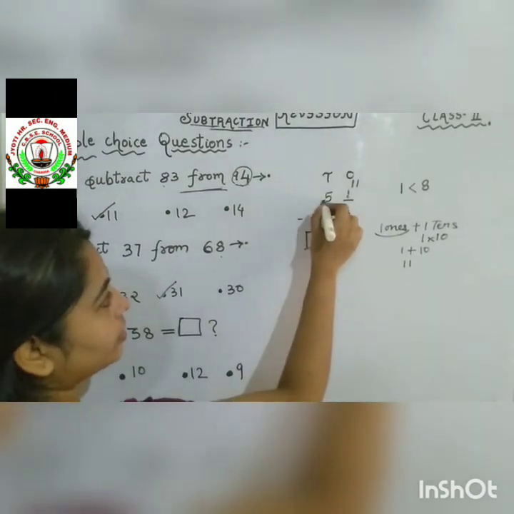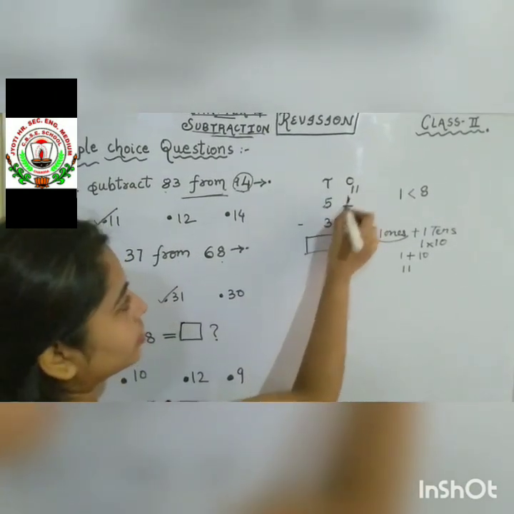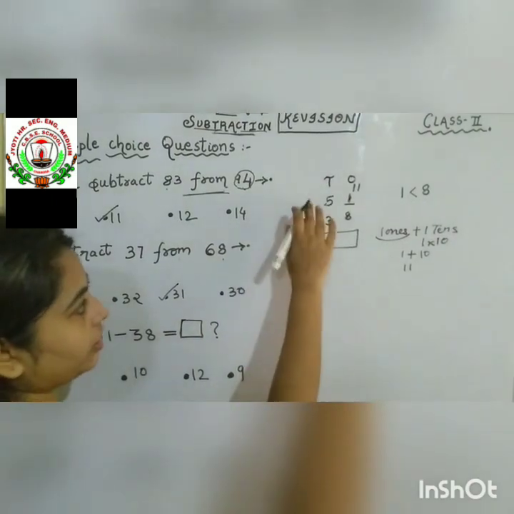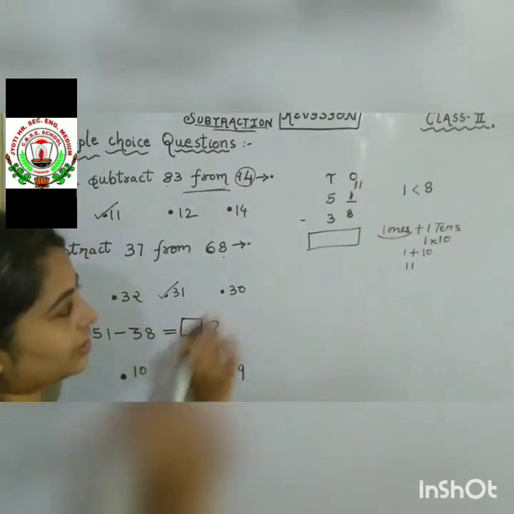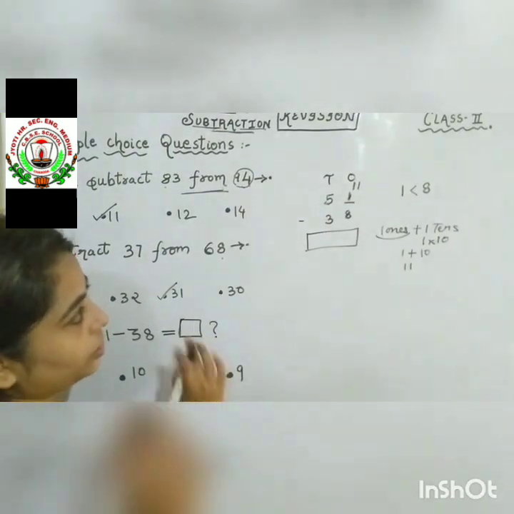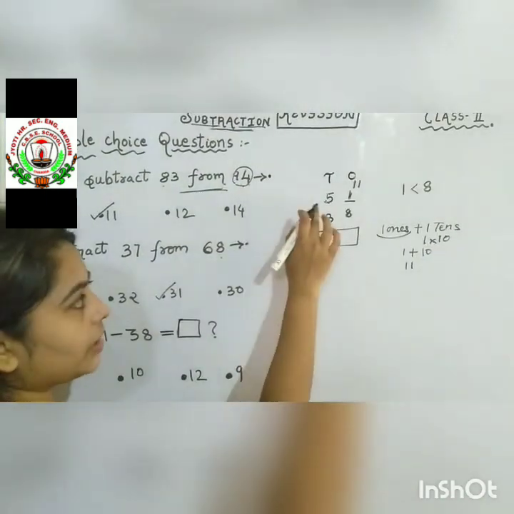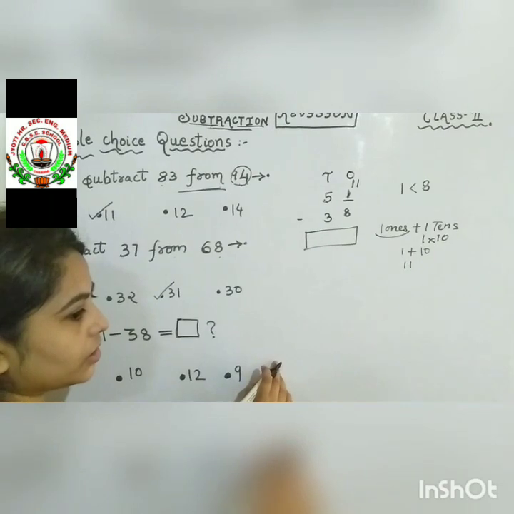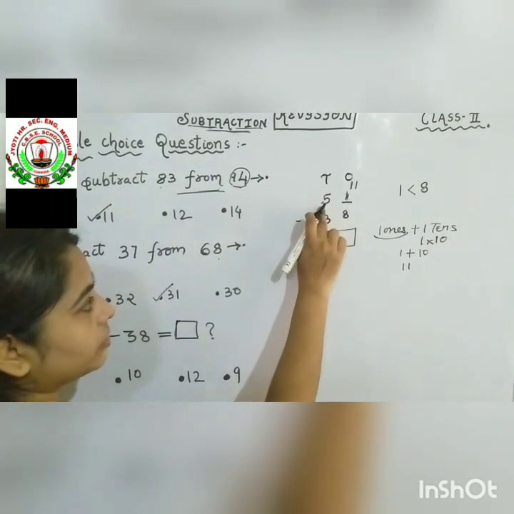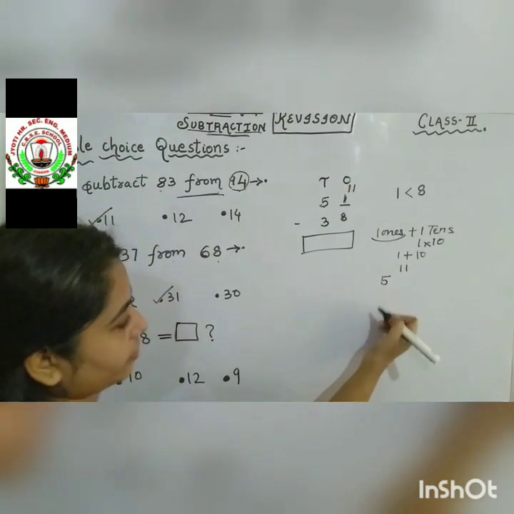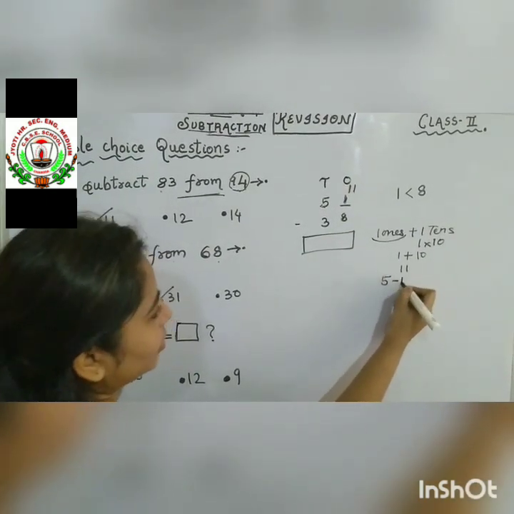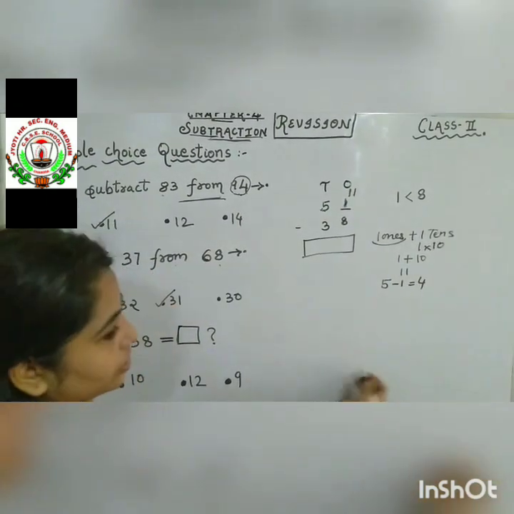Okay, if this 5 has given 1 ten to this one, it has donated once. It has given 1 chocolate. For example, 5 has given 1 chocolate to the ones place. Will it have the same number of chocolates? No, now the number will be lesser. So it is having 5 firstly, then it has given 1, then how many are left? 4.